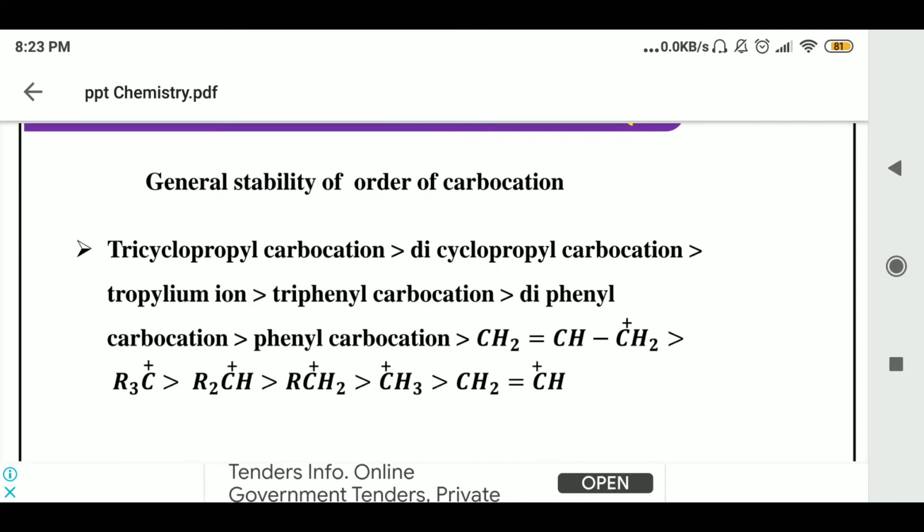Here the general stability order of carbocation, I have written over here: tricyclopropyl carbocation is more stable than your dicyclopropyl carbocation, and further it is more stable than your tropylium ion. Then it is more stable than triphenyl carbocation followed by diphenyl. So this is the stability order. You guys can take a snapshot.